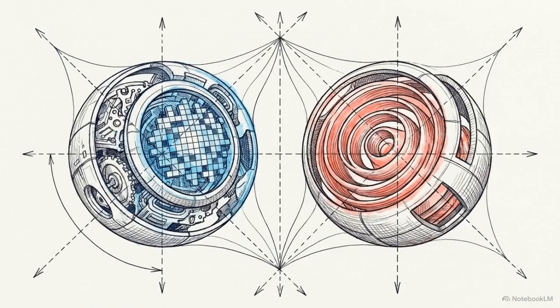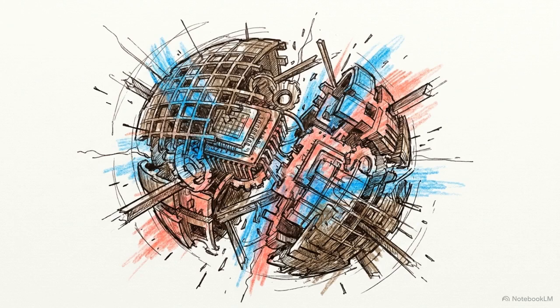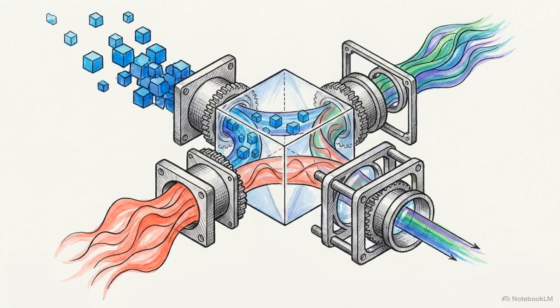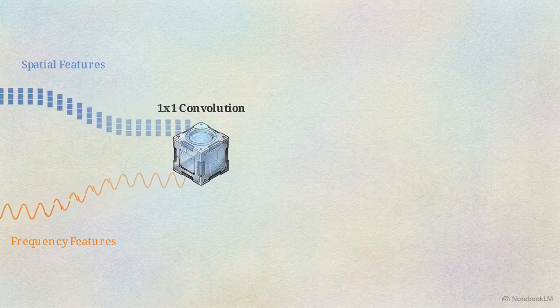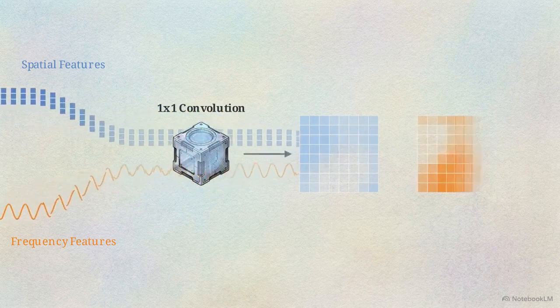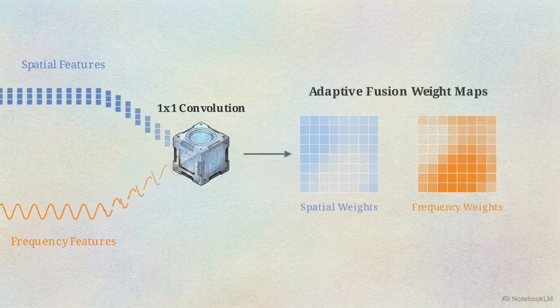We now have optimized spatial data and optimized frequency data. But simply concatenating these two streams together creates a blurred, suboptimal feature space where their unique advantages cancel each other out. The streams must be intelligently combined. They enter the adaptive fusion module, where a one-by-one convolution block analyzes the competing data streams and generates distinct spatial weight maps for both domains.